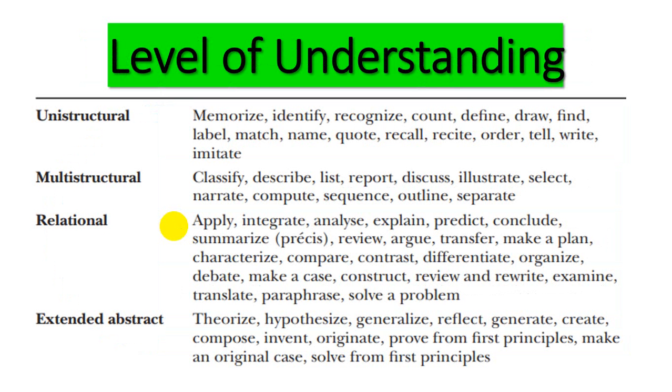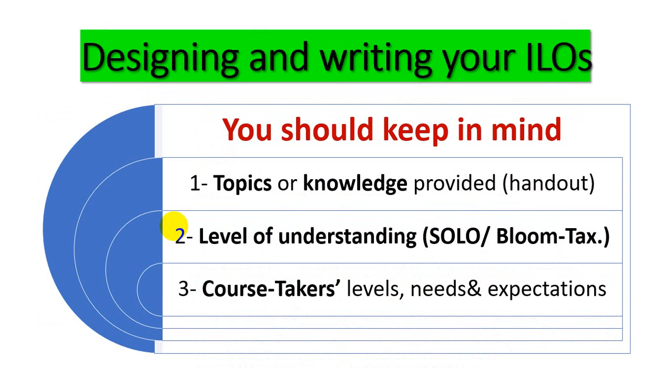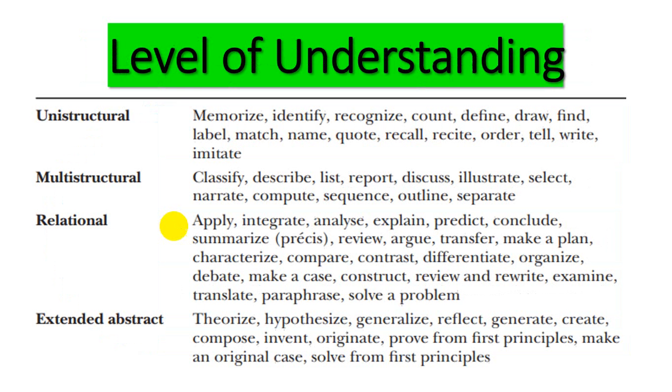When it comes to the first part, we know the topics depend on the kind of courses that you are delivering, because the content of a translation course is totally different from that of a morphology or semantics or even a literature course. So we have a level of understanding, and what do we mean by the levels of understanding? According to Biggs 2014, we have 5 levels of understanding.